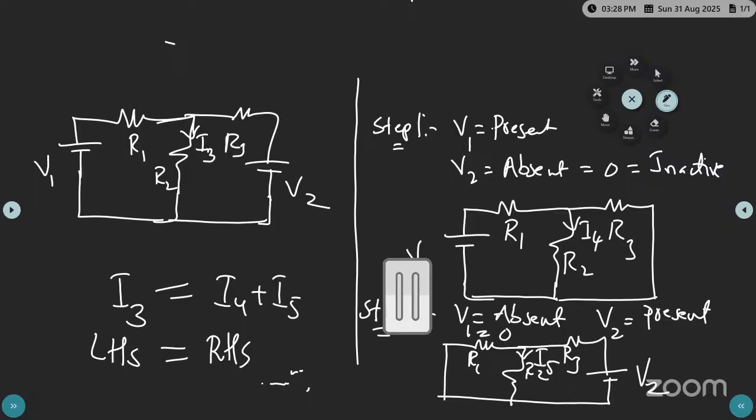For any problem, what do you have to do? Two sources are there. Keep only one voltage source, what is the current? Keep the other voltage source, what is the current? Add both currents. That will become RHS. You have to calculate I4 plus I5. That is RHS. No need to calculate LHS. If you add both currents, it will become the LHS value. What is the LHS? For the circuit, what is the current? That is I3. Did you write it? Now by taking values, we'll do it.